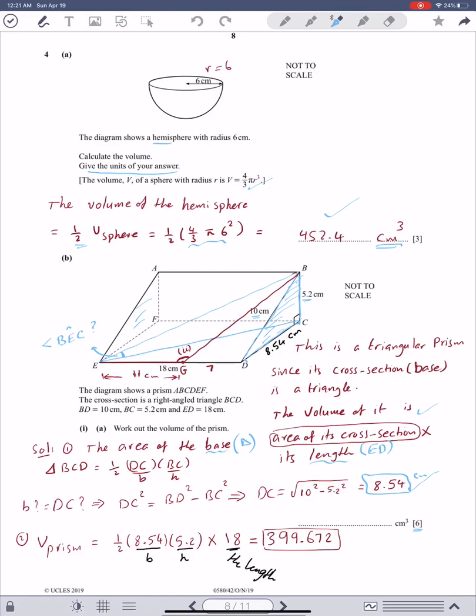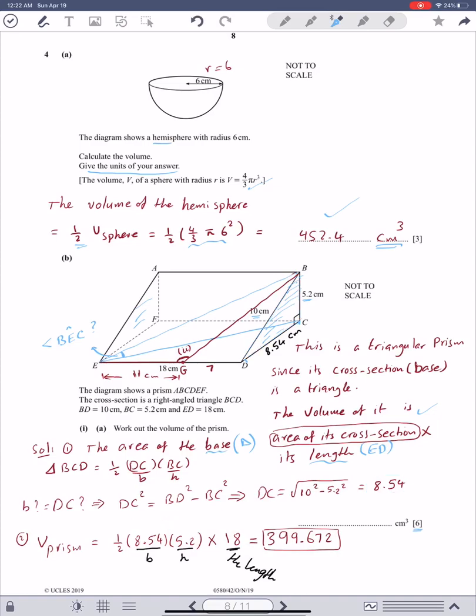Now we write the formula of the volume of the prism, which is the area of the base, the area of the triangle BCD, for the cross section, times the length of the prism. So half times 8.54, which is the base, times the height, which is given in the question, times the length, getting the answer. Simple like this. Just to remove, because it will help you in the next parts.